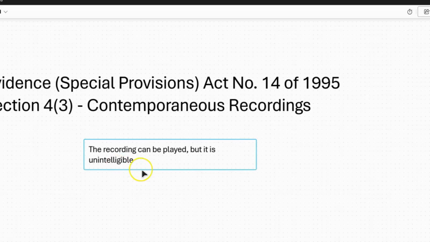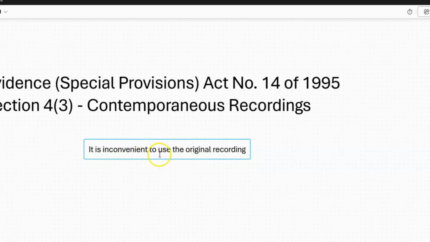The next point is the recording can be played, but it is unintelligible. It means the recording exists, but people cannot understand it. What are the examples? An audio recording is full of background noise. A video has no clear sound. The speaker uses a language that the court does not understand. This is the last point.